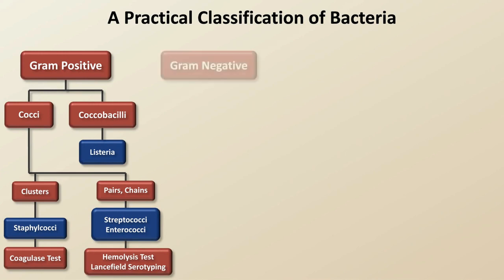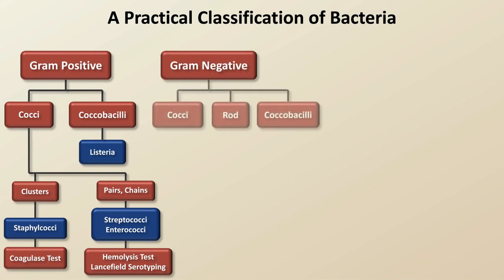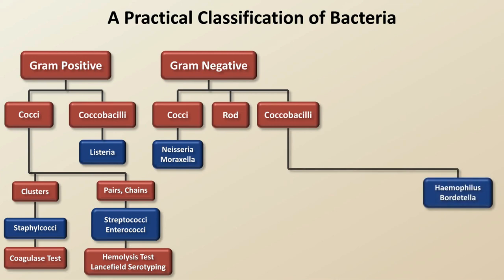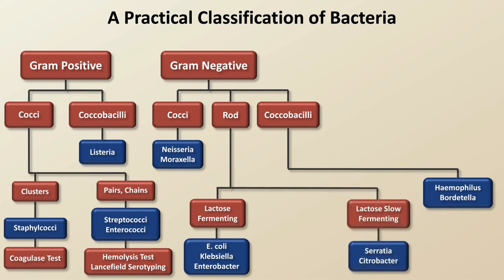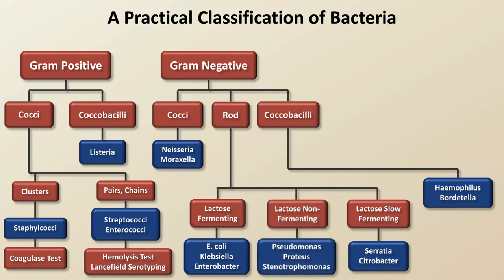Clinically relevant gram-negative bacteria can be either cocci, rods, or coccobacilli. Gram-negative cocci include Neisseria and Moraxella. Coccobacilli include Haemophilus and Bordetella. Gram-negative rods should be tested for the ability to ferment lactose. Lactose-fermenting bacteria include E. coli, Klebsiella, and Enterobacter. Slow fermenters include Serratia and Citrobacter. Lactose non-fermenters include all other gram-negative rods, such as Pseudomonas, Proteus, and Stenotrophomonas.